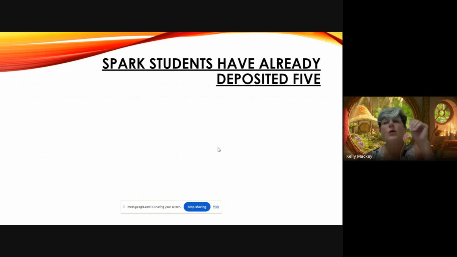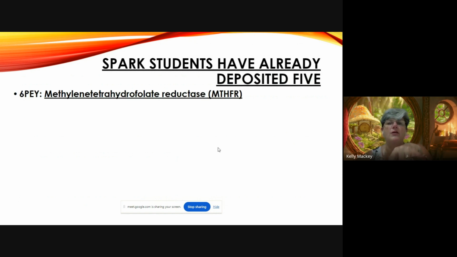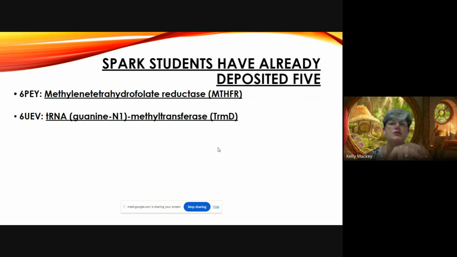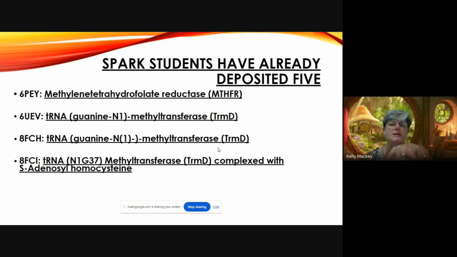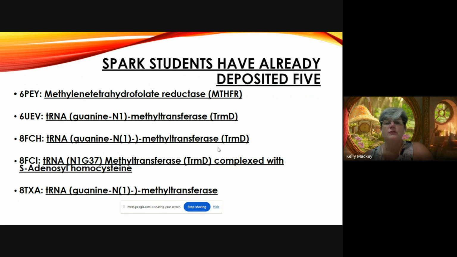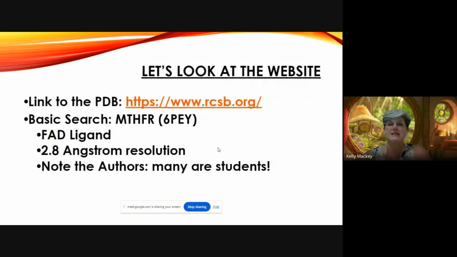So Spark students have already deposited 5. Dr. Pepinella mentioned 8, but the 5 that I have are 6PEY, 6UEV, 8FCH, 8FCI, and 8XTA. And obviously, you learn pretty quickly that the 8s were deposited more recently and the 6s further back in time, so that when you see a Protein Data Bank 4-letter ID that starts with the number 2, you know it was deposited quite a while ago. So that's when those versions will come into place. Has it been updated since then?